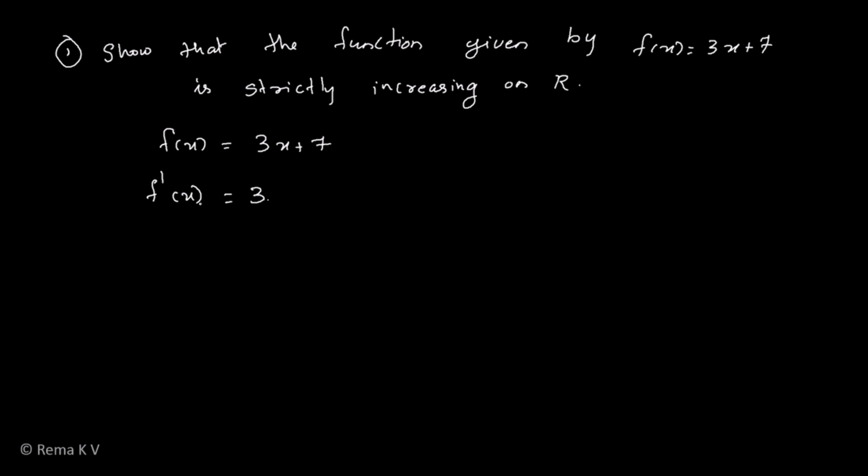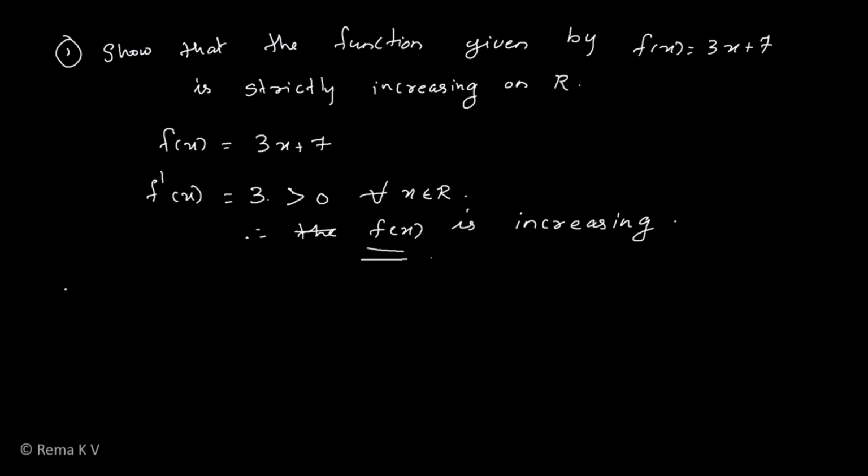Whatever be the value of x, this answer f dash x is equal to 3. The value of x does not affect this 3. Therefore, this 3 is always greater than 0. That is, f dash x is greater than 0 for all x belonging to R. Therefore f of x is an increasing function in R. Now let us consider another one.